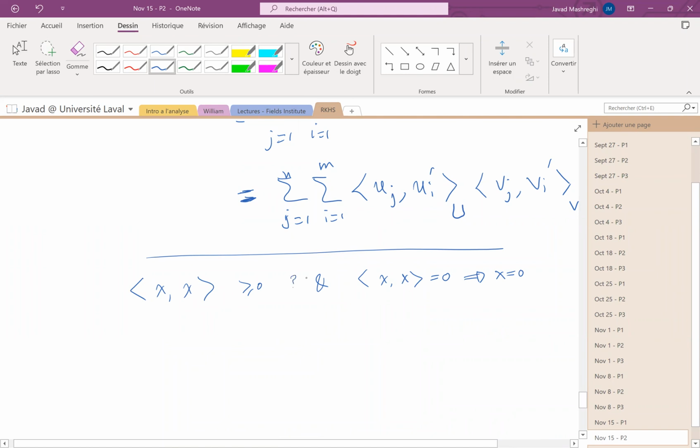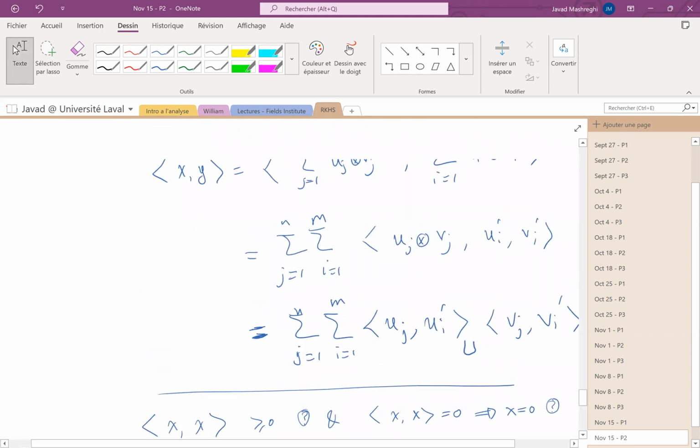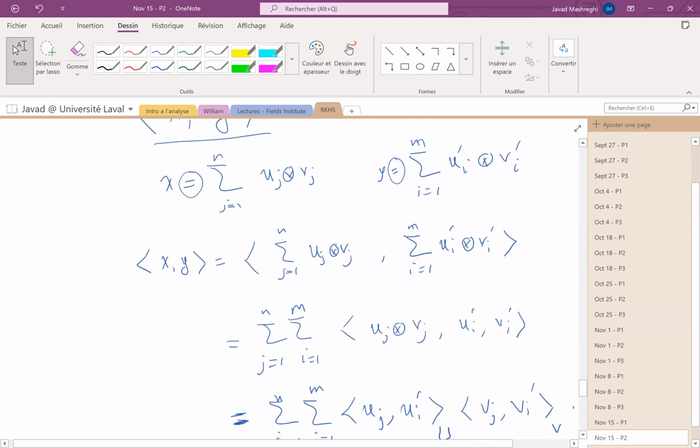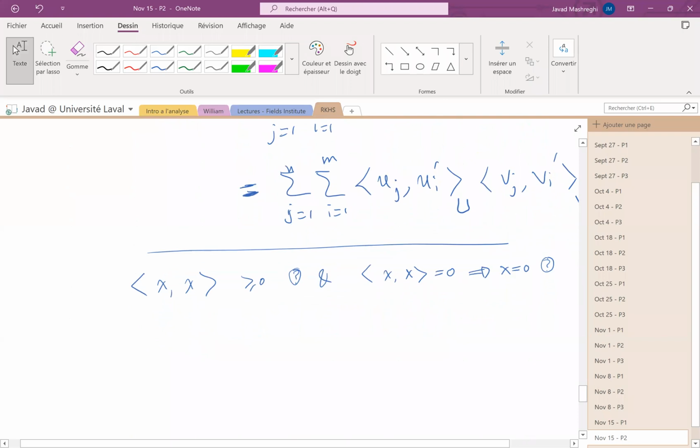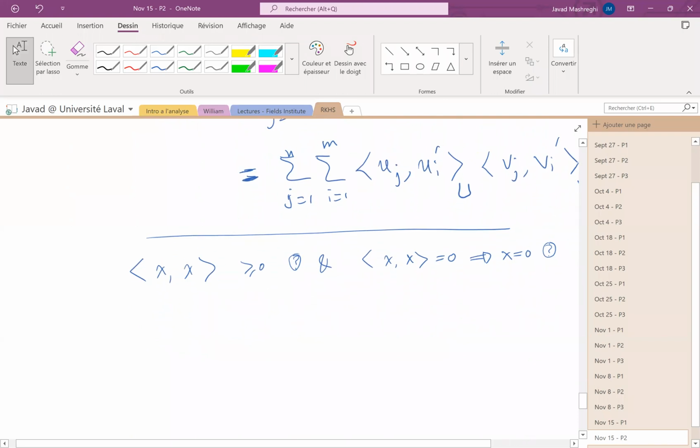To answer these two questions, we need the Schur product and to explain a little bit. What is x? It has a representation like this, the sum over j from 1 up to n of uj tensor vj. And let's see what is the inner product of x with x.